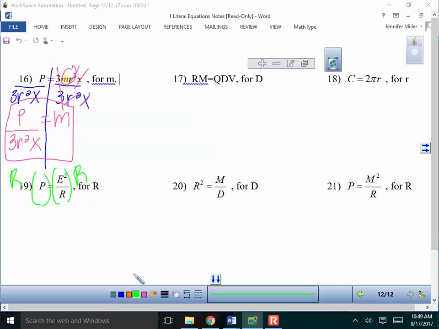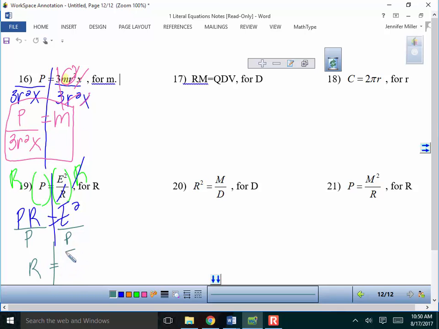So now we multiplied both sides by r. What happens? R's cancel, and we're left with e squared over here. And what's on the left side? PR, RP, however you want to say it. Now, what are we trying to get by itself? R. So how do we do that? Divide both sides by p. And that leaves us with r is equal to e squared divided by p.